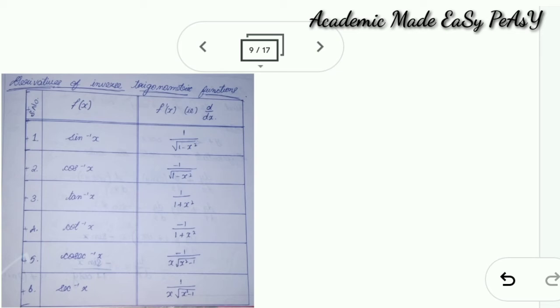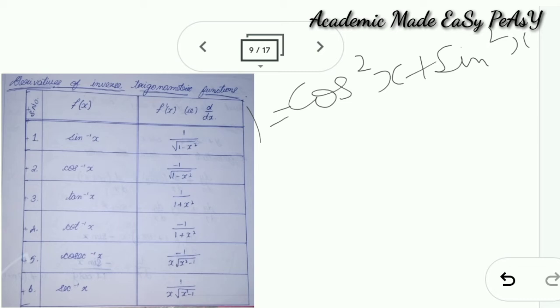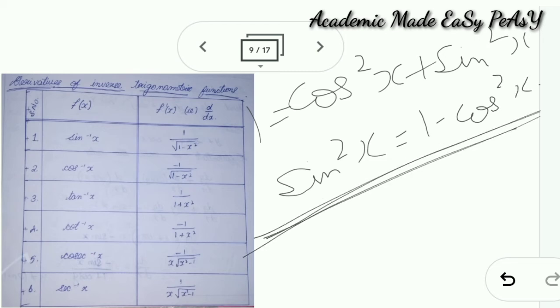We know that cos square x plus sine square x is equal to 1. So this is very similar. Sine square x is equal to 1 minus cos square x. So this one is only here, root of 1 minus x square. It is not directly given as cos square x, but it is given as 1 by root of 1 minus x square.